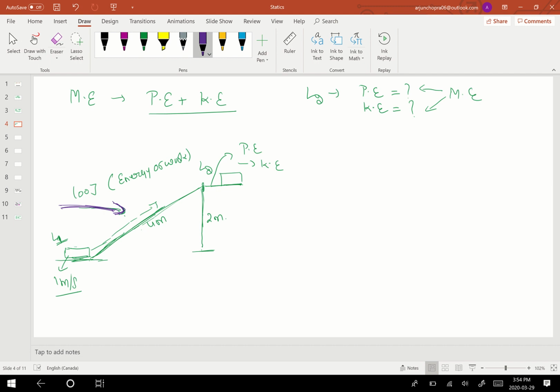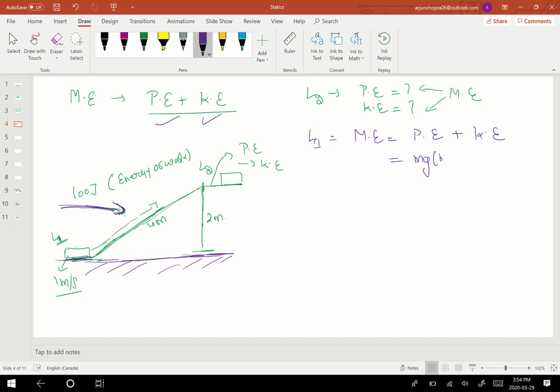So let's start with this question. At location 1, what is the mechanical energy? You will say the formula you've been told: potential energy plus kinetic energy. What is the potential energy at this location? I'm measuring everything with respect to the ground. This is the ground surface, and everything is measured with respect to this. So potential energy will be 0, because mgh is 0 in this case.